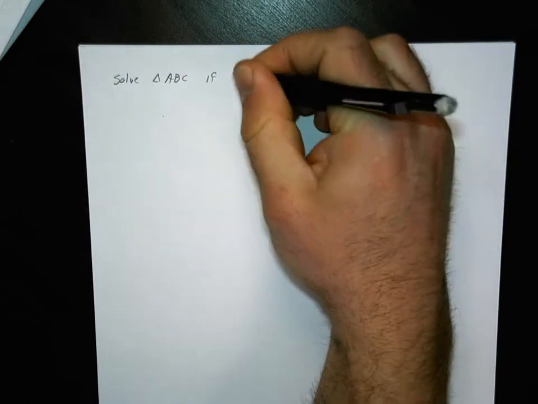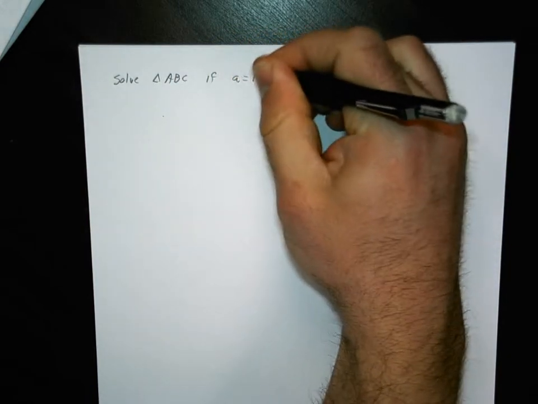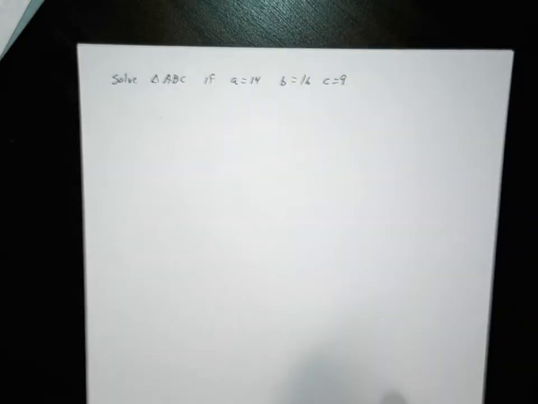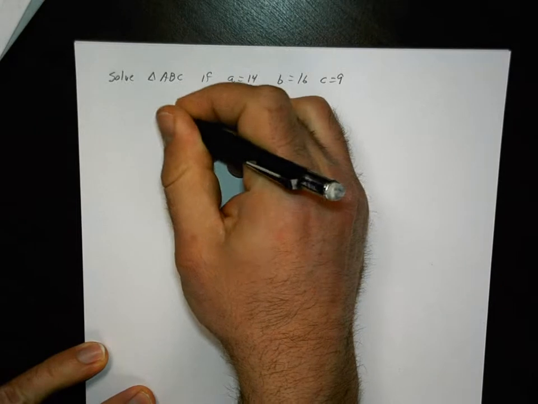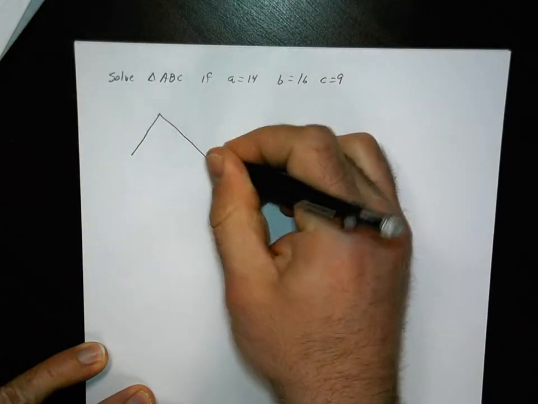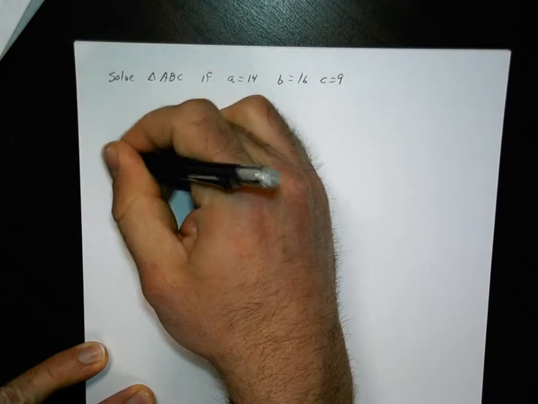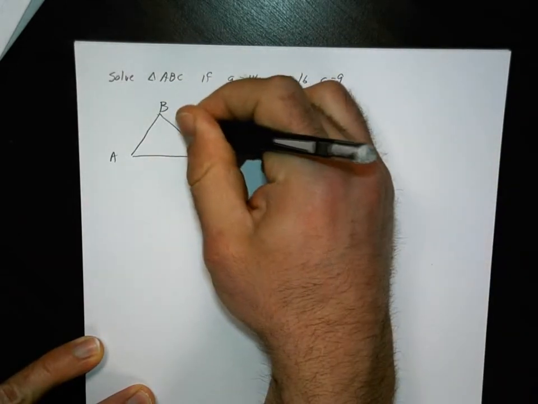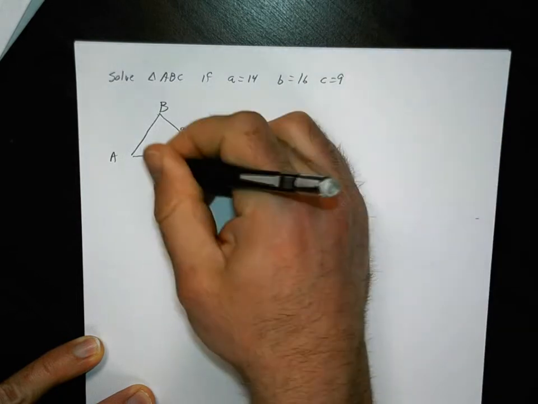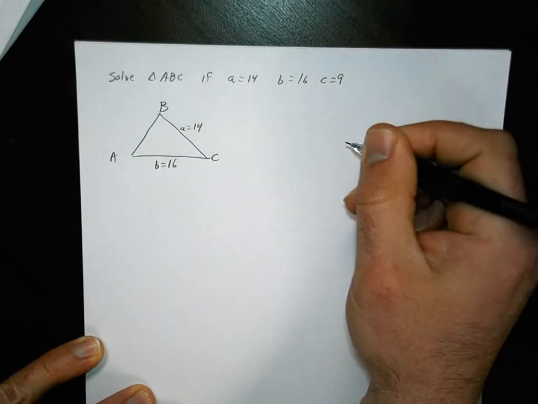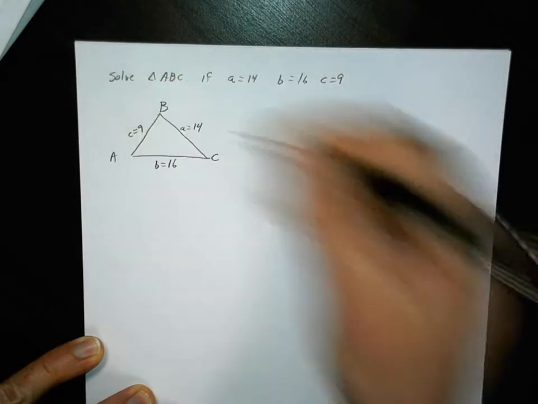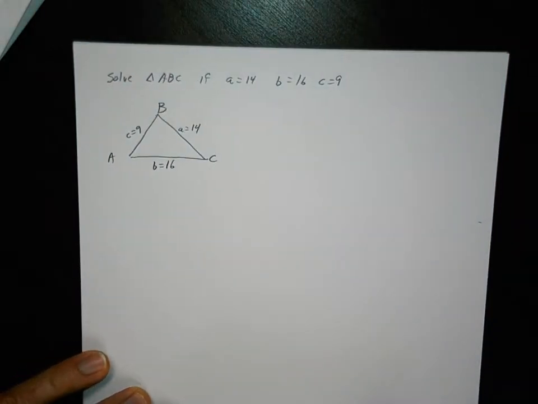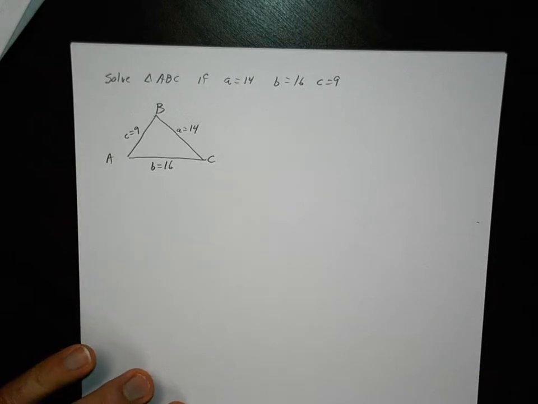Well, what if I know all three sides? If I know all three sides, I can't use the law of sines again, because I'll always have an unknown. So A is 14, B equals 16, C equals 9. Remember, the side is always opposite the angle. So we have three unknown angles. So we use the law of cosines.